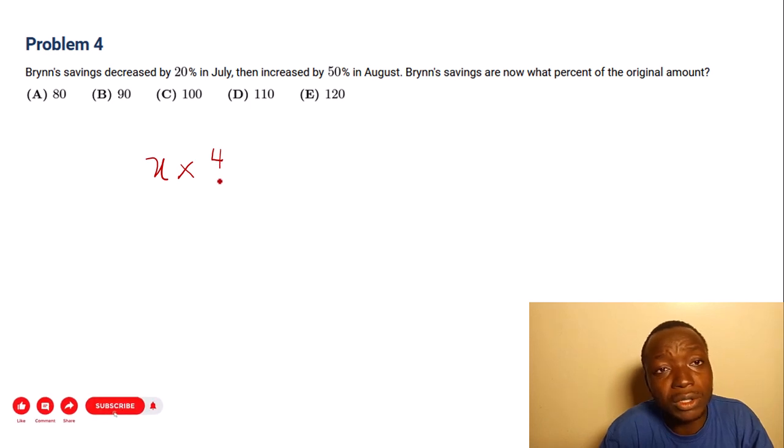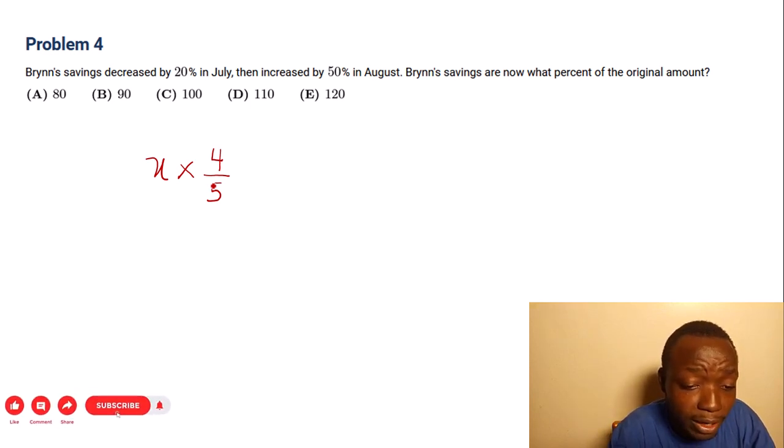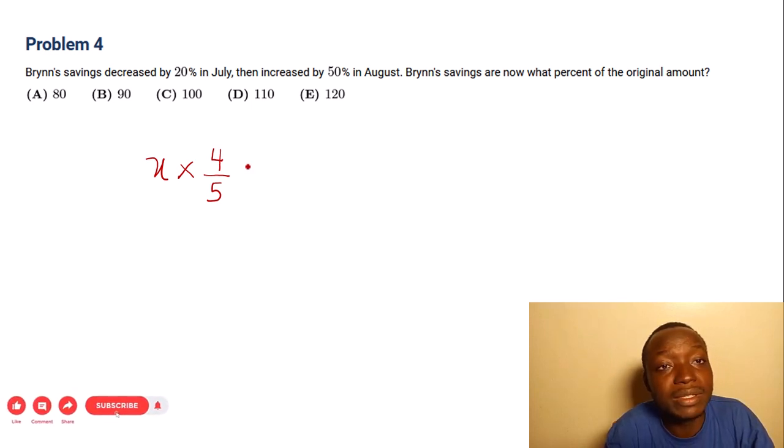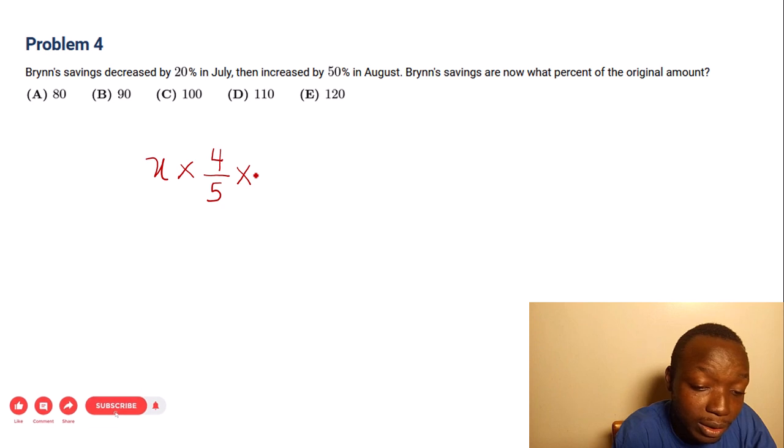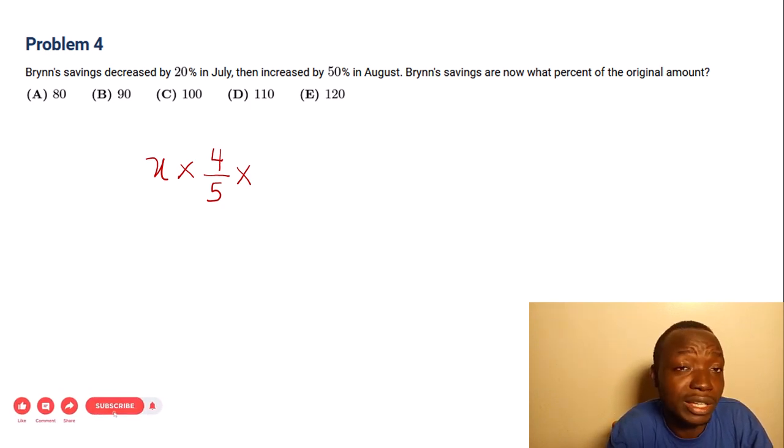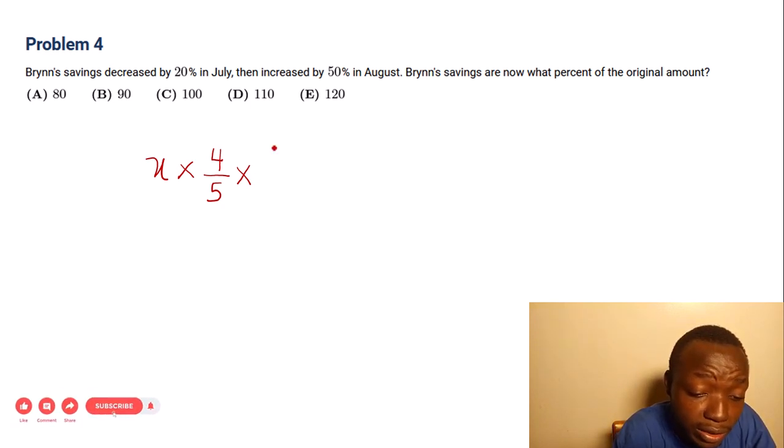This is what we call the multiplier method of calculating percentage increase or decrease. So you have times 4 over 5, then it increased by 50%. If it increased by 50%, what that means is that it's going to be 150% of whatever was existing. So that's 3 over 2. So if you simplify this, 2 will cancel. This will be 2 here.